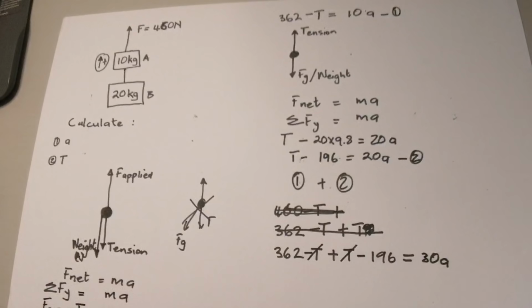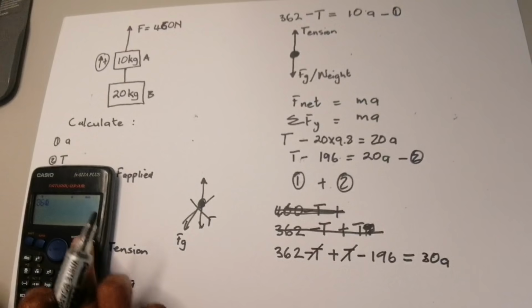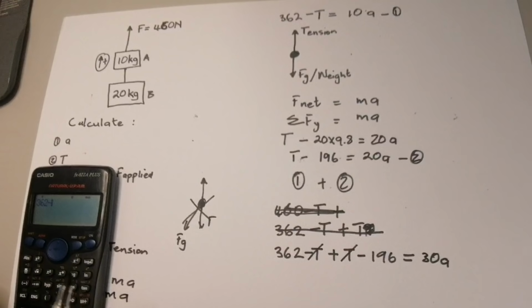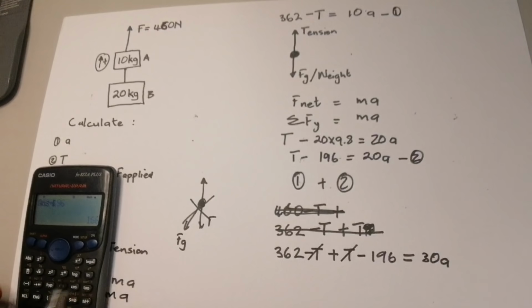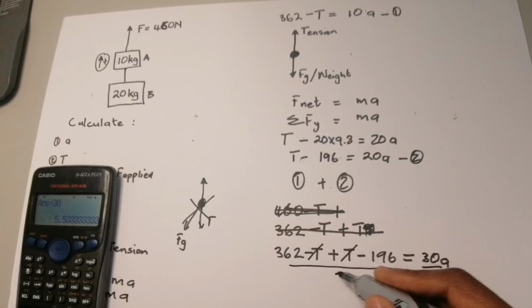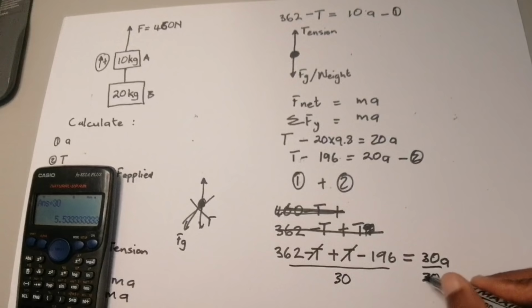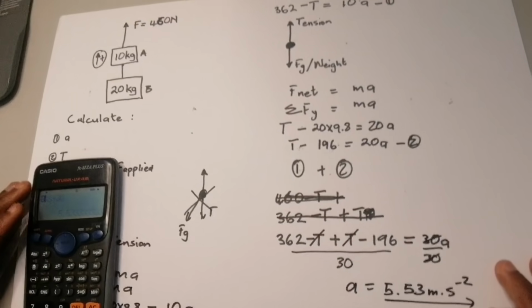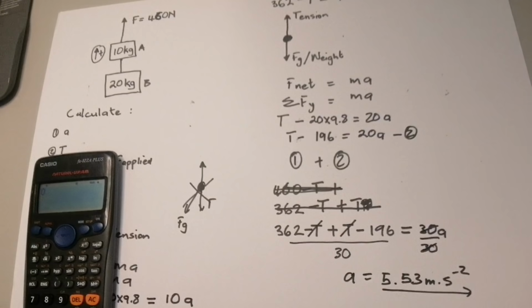So let's say 362 minus 196. I get 166 and I divide that by 30. Remember you're going to divide everything by 30, so this minus this, divided by 30. So my acceleration is 5.53 meters per second squared. Sorry about that. So that's 5.53 meters per second squared.